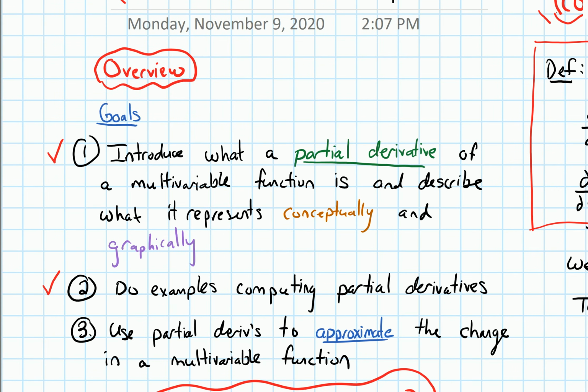So in the next video, we will do an example where we use partial derivatives to approximate the change in a multivariable function.